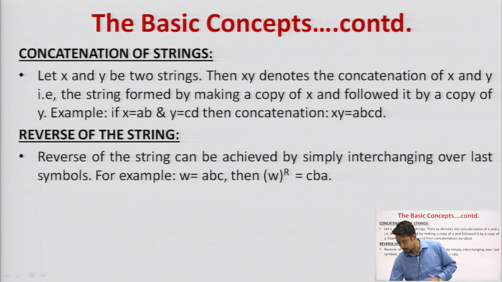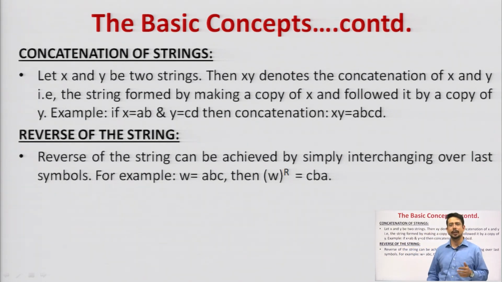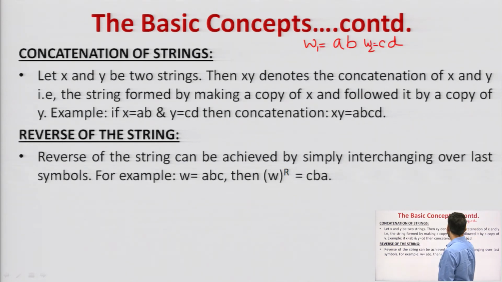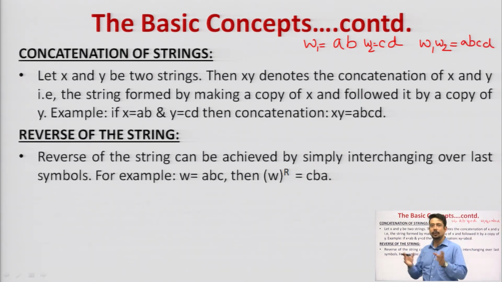Next comes the next slide, concatenation of strings. Concatenation means merging of two strings. So if we have A, B as one string and C, D as another string, suppose this is W1 and this is W2. Now, if I want to concatenate, or merge, the two strings, then it will be A, B, C, D. It is as simple as that. You need to merge two particular strings. These are the topics which will be coming soon.